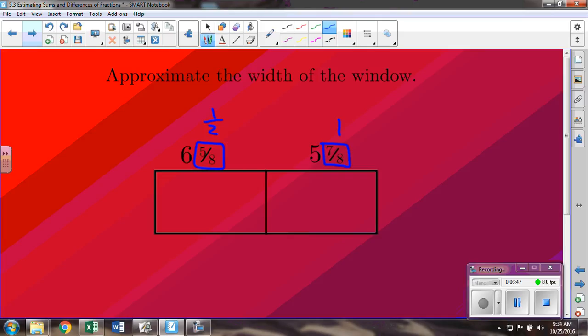Okay, so we've got 6 and a half, and 5 and 1. We'll just add up all those individual pieces. So what is 6 plus 5 plus 1 plus half? 6 plus 5 is 11. 11 plus 1 gives me 12. 12 plus a half. There we go. The width of our window is about 12 and a half units. And that's it. That's all that you're expected to do.